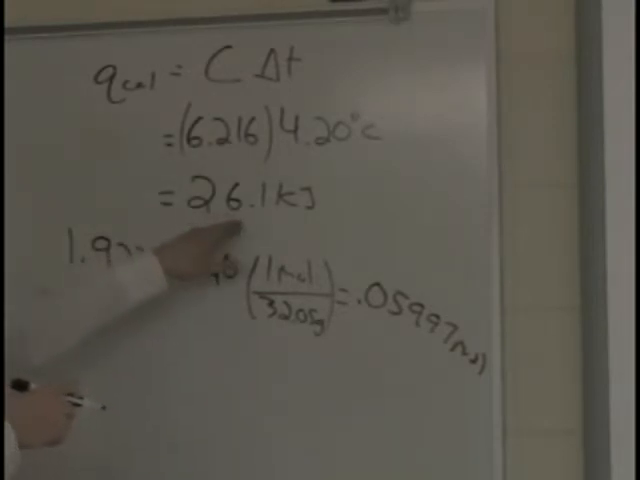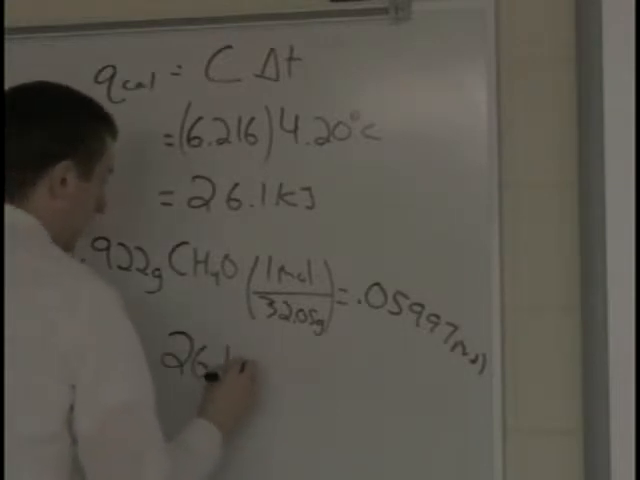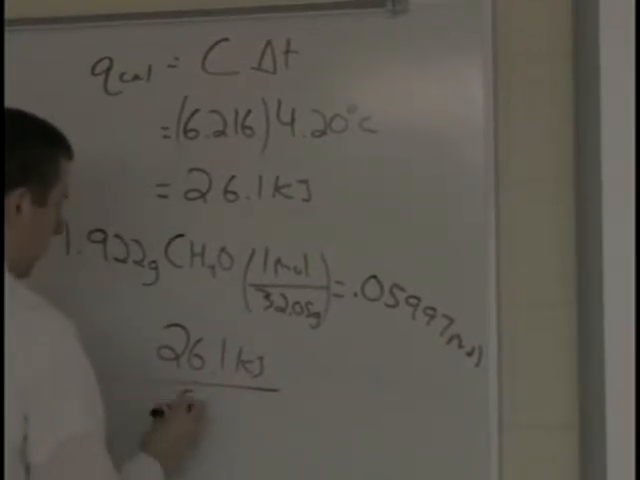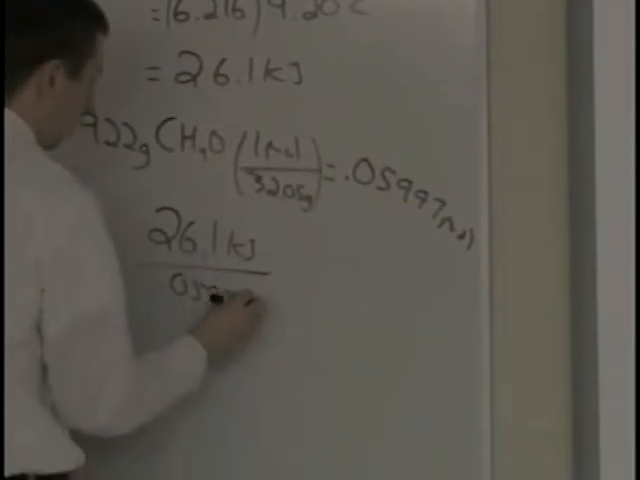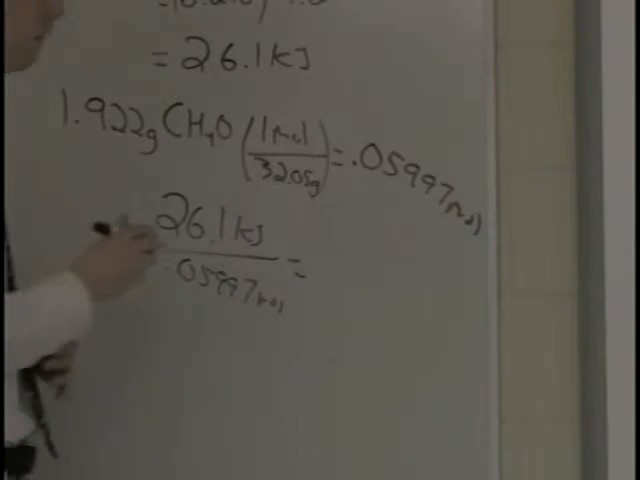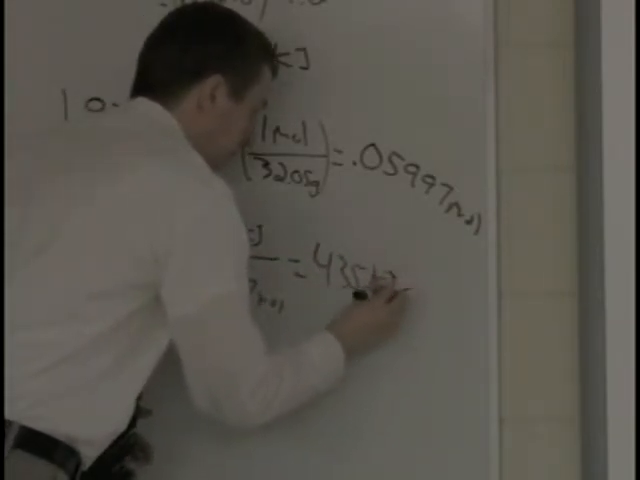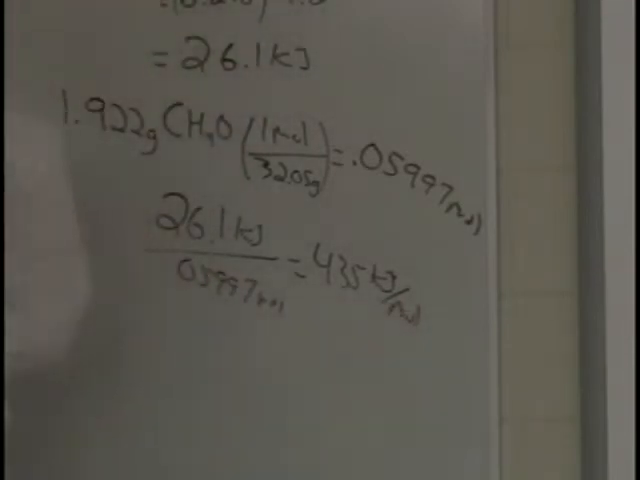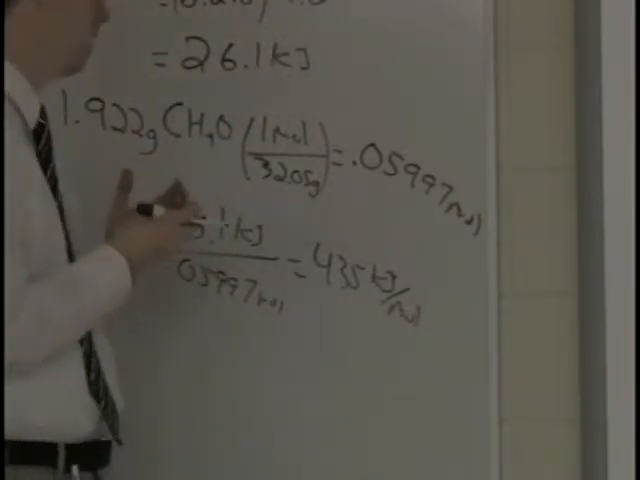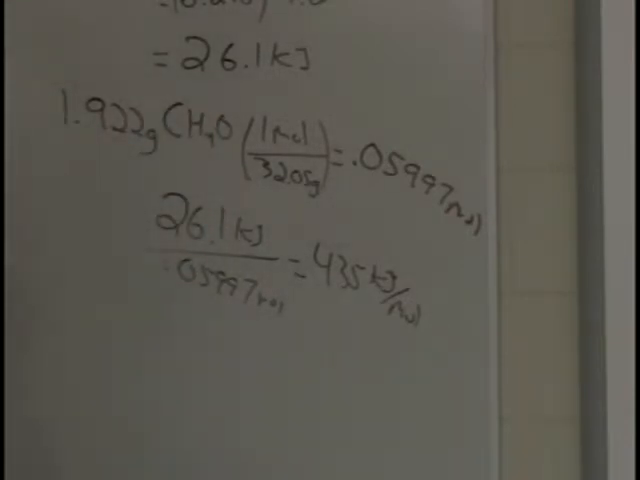Now I know my kilojoules, I know my moles. If I want to find molar heat of combustion, I'm going to divide the two. 26.1 kilojoules divided by 0.05997 moles. And that will give me my final answer of 435 kilojoules per mole. Sometimes you might also have to figure out the change for the water as well. In this particular problem, the calorimeter took care of that as well, so we didn't have to worry about that.